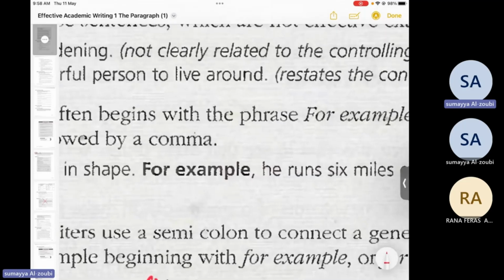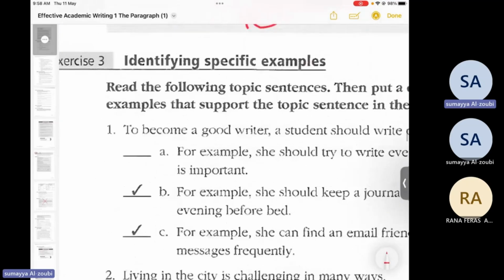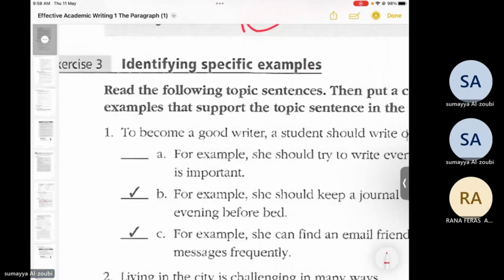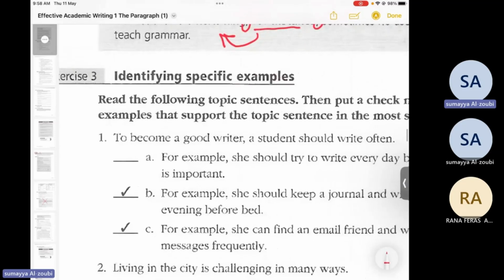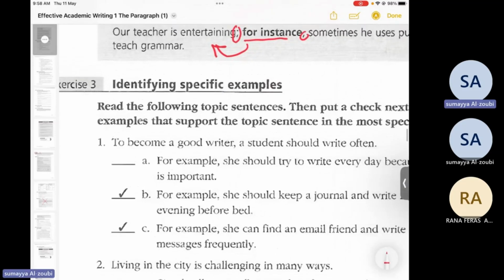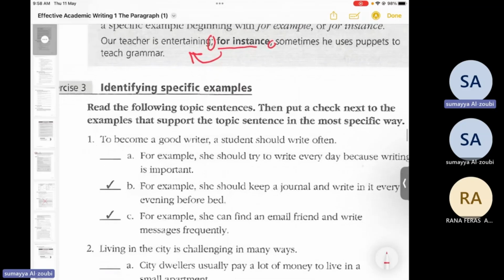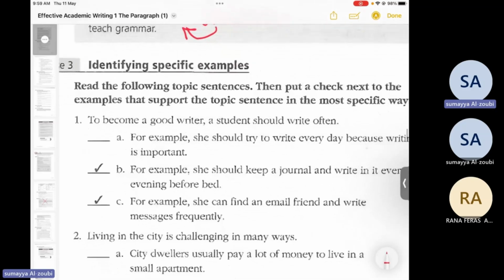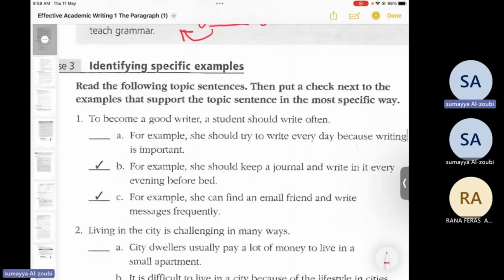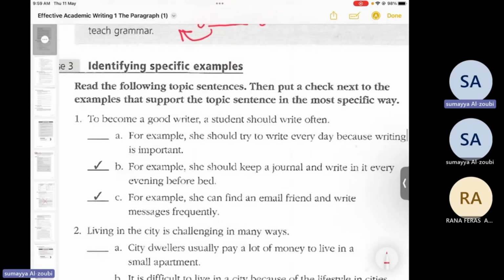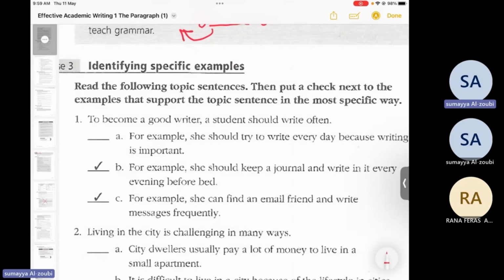Done? I hope so. Now, we'd like to have a look at exercise 3. They want you to read the following topic sentences. Then to do what? Then put a check next to the examples that support the topic sentence in the most specific way. Let's have a look here at these examples. I would like to have a look at the one that is already done for you. To become a good writer, a student should write often. Okay. This is the topic sentence. How to continue this topic sentence?